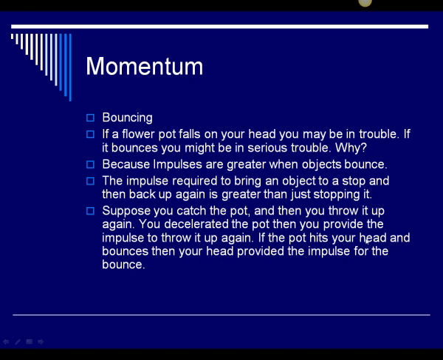If the pot hits your head and bounces, then your head provides the impulse for the bounce. So instead of it just falling and breaking on your head, first it's going to hit your head and decelerate to zero, and there's one basically collision with your head, but then your head has to provide the bounce to have it come off your head, so that's like getting hit twice.